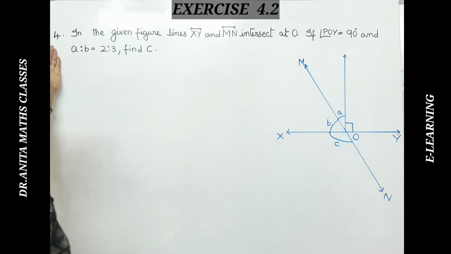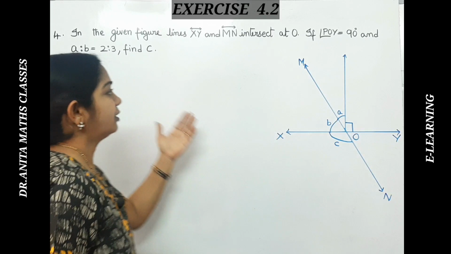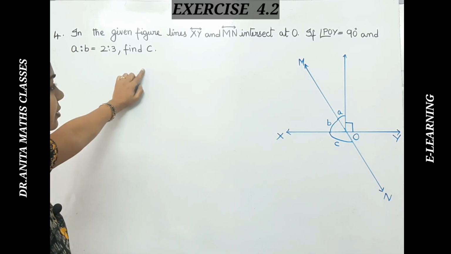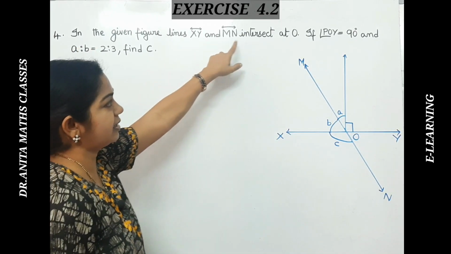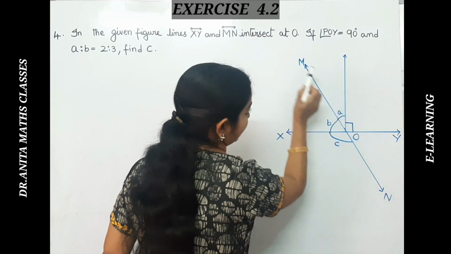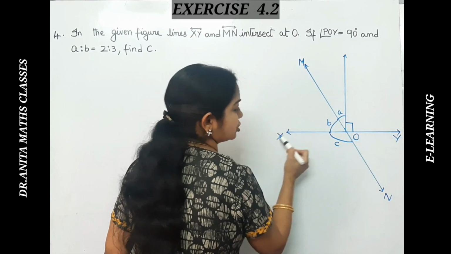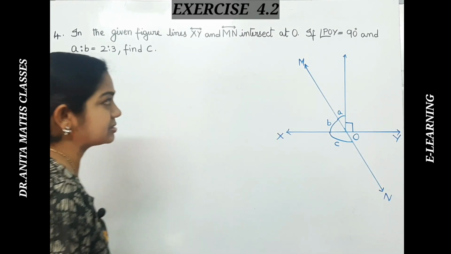Here I have noted down the fourth one. Till the third one we have done in the previous session. Now the fourth one: in the given figure, lines XY and MN intersect at O. See, the figure also I have drawn. XY line and MN line are intersecting at point O. That means these two are intersecting lines.